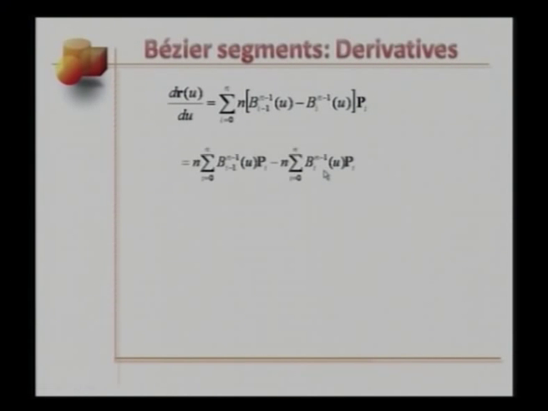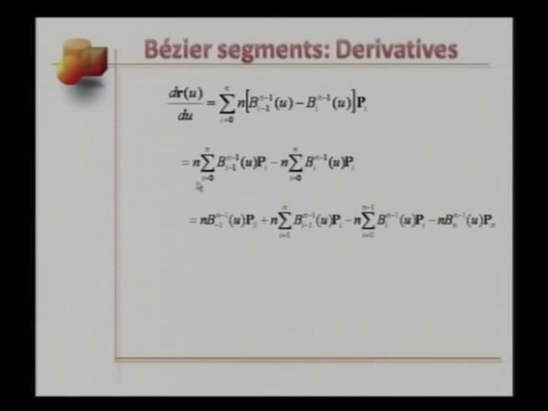Let's look at some derivatives of Bezier segments. The first derivative, dR/du, is given by summation i going from 0 to n, n times the (i minus 1)th Bernstein polynomial of degree n minus 1 minus the ith Bernstein polynomial of degree n minus 1, times the design point p sub i. This term here is nothing but the first derivative of Bernstein polynomial b sub i super n. We can take this term n out and expand this expression to get n summation i going from 0 to n, b sub i minus 1 super n minus 1 times p sub i, minus n times summation i going from 0 to n, b sub i super n minus 1 times p sub i.